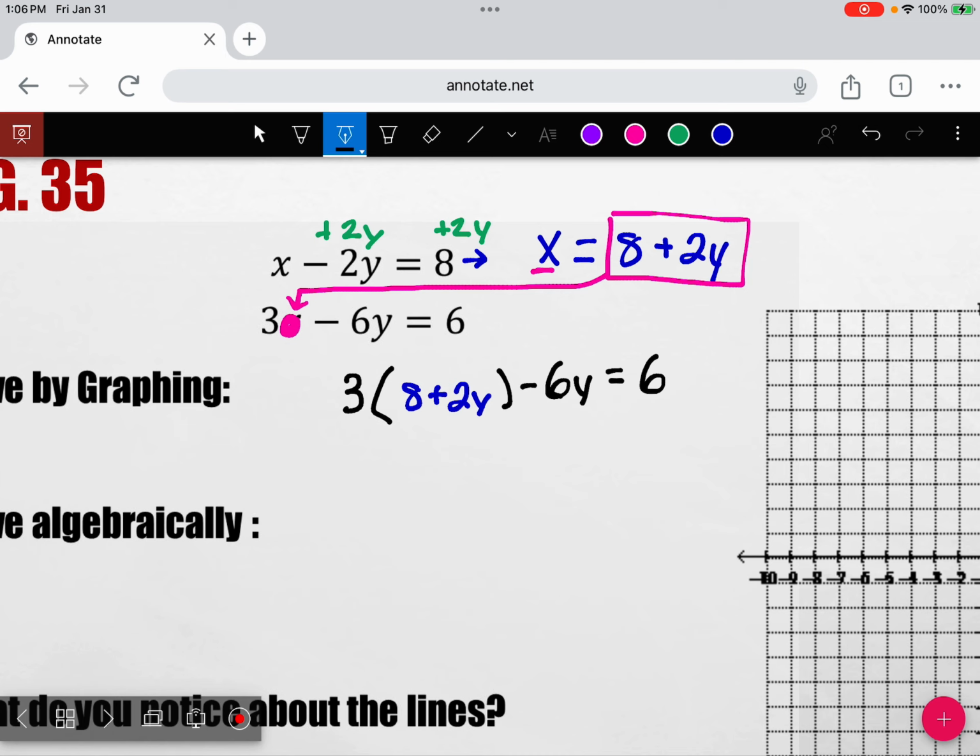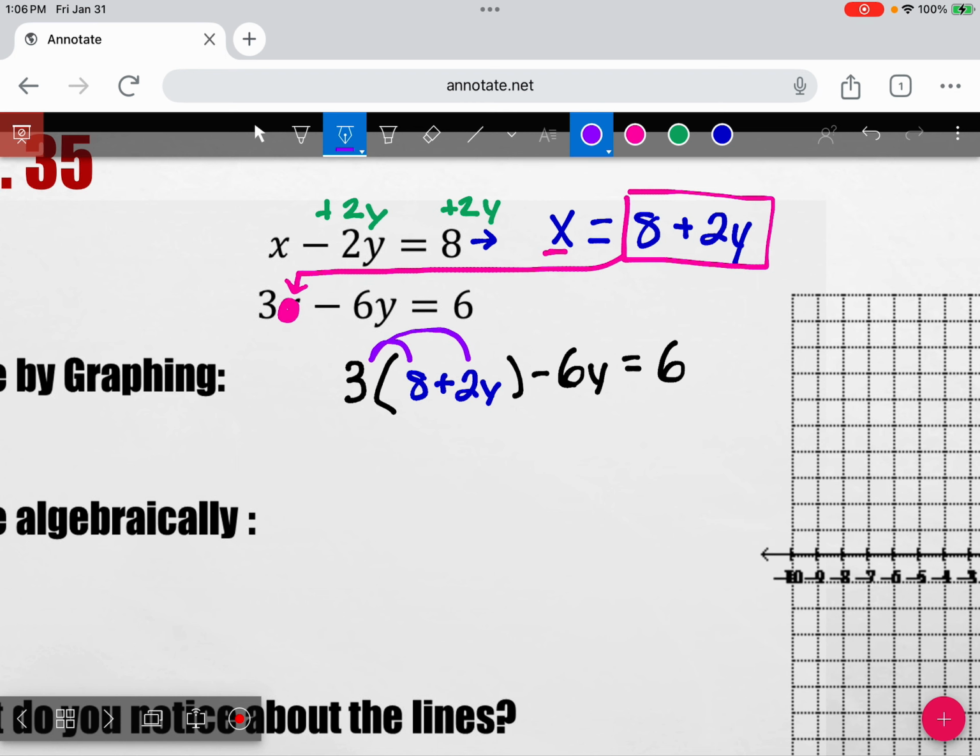Everyone see where we got those pieces from and how we got that? Because that's usually the hardest part of the substitution, is figuring out which pieces go where. After this, we're going to be simplifying stuff. So all we're going to need to do is distribute here to get our 3 times our 8, which is going to be our 24, plus 2 times y times 3, which is going to give me 6y. And then we have our minus 6y equals 6.